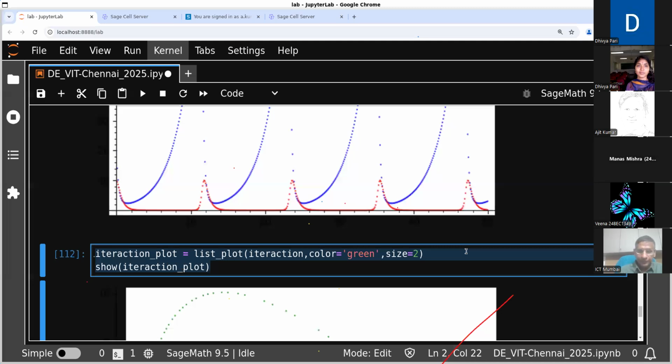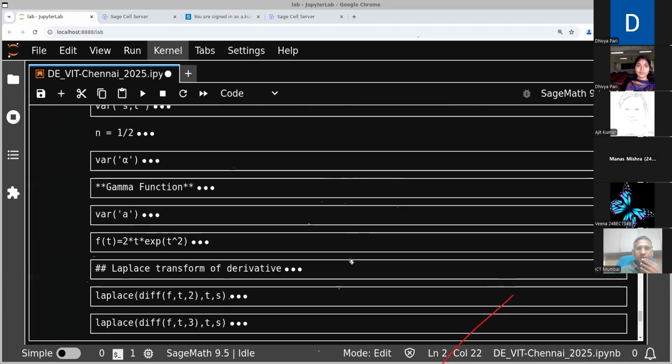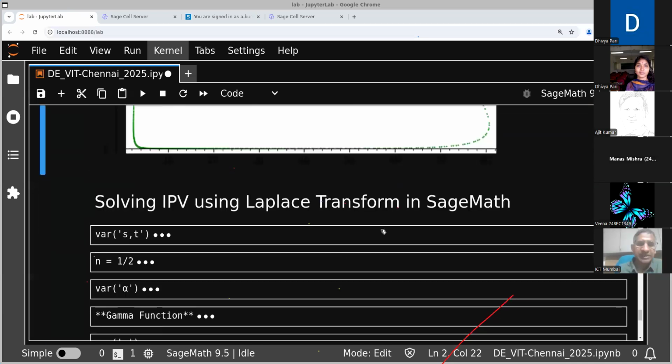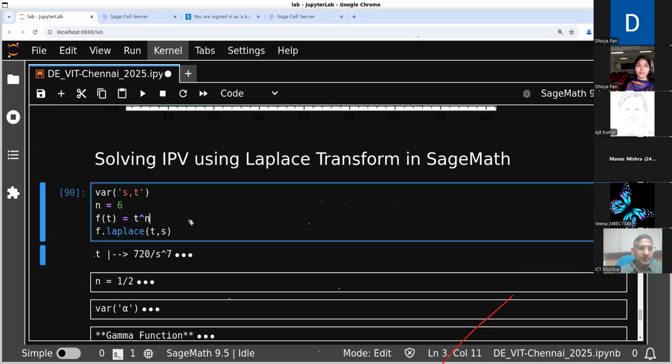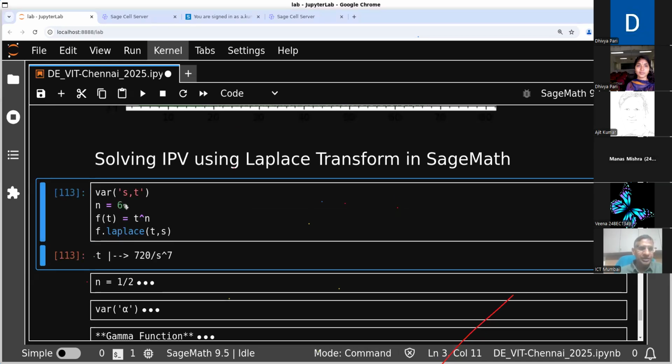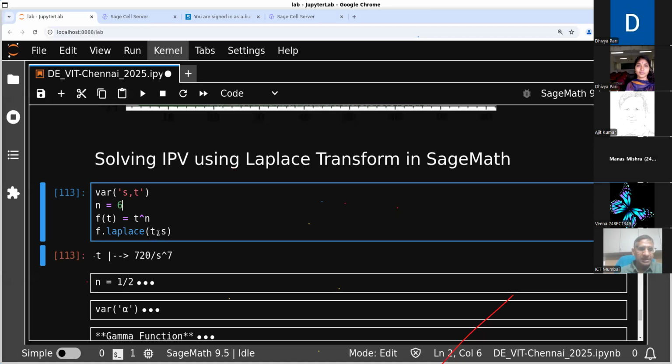So let me copy. Right. Similarly, you can also solve using the Laplace transform. That also you must have done. You can find the Laplace transform of a function, you can find the inverse Laplace transform, and you can solve using the Laplace transform. So let us see. For example, if I have t to the power n, where n is equal to 6, and if I want f.laplace(t, s), it is 6 factorial divided by s to the power 7, right?